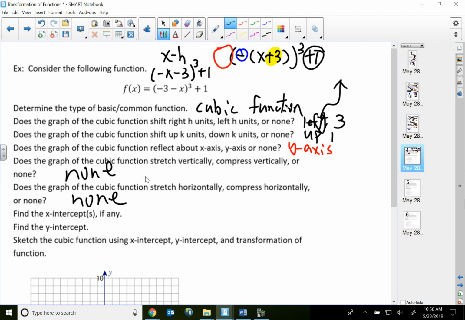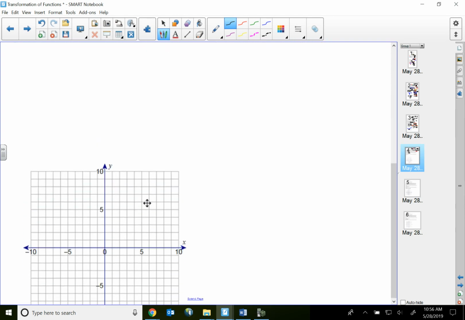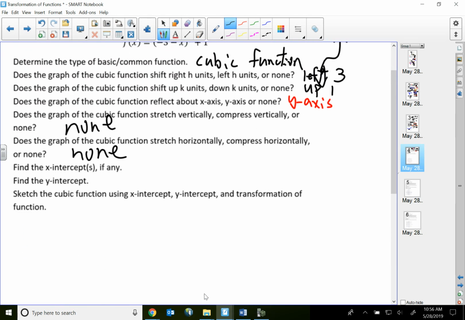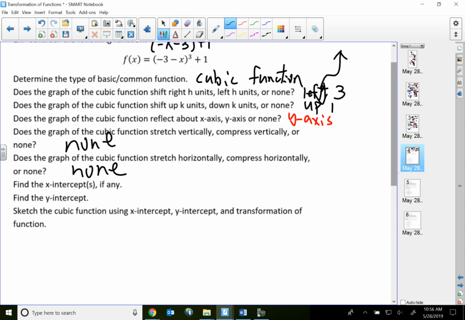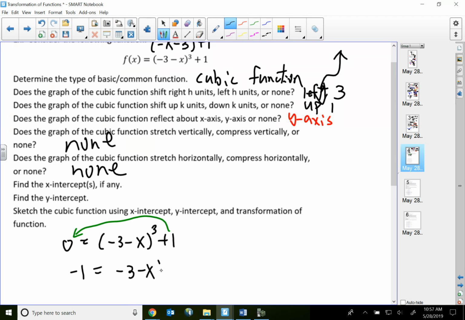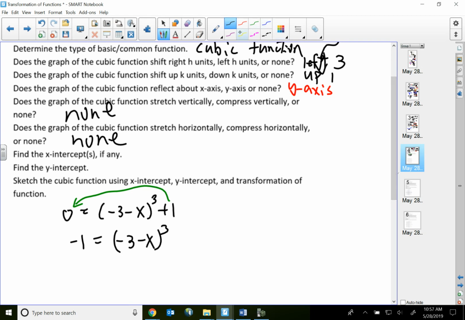All right, now let's find the x-intercept. So find x when y equals 0. So that'll be 0 equals (-3 minus x) to the third power plus 1. I only got 2 terms on the right side, so what I'm going to do is move my positive 1 over, so I can get negative 1 equals (-3 minus x) to the third. To get rid of the third power, I can take a cube root on both sides.